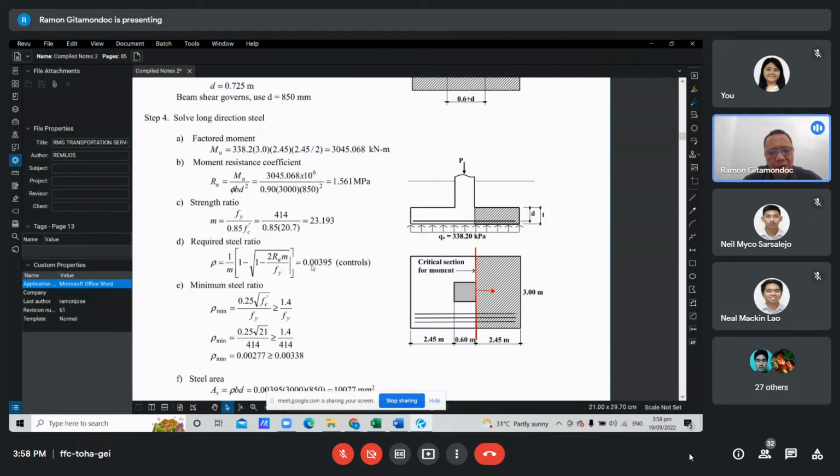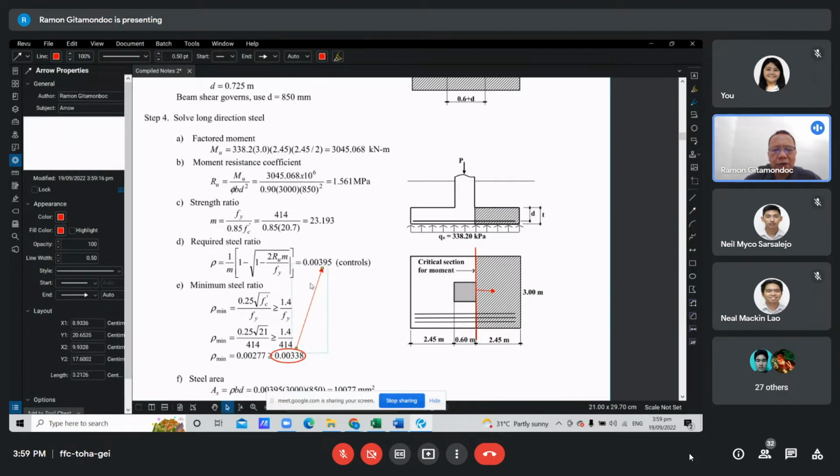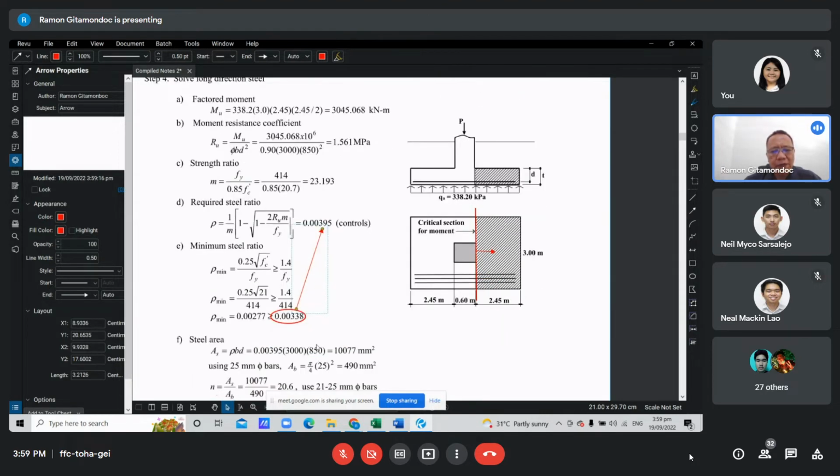Then check this against the minimum steel reinforcement ratio required by the code, which is computed using these two formulas: 0.25 square root of f'c over fy, but not less than 1.4 over fy. Between the two, this one, 0.00338, is bigger, so compare it here. Since this is bigger than the required rho, we use this value. We multiply this value by b d and we get the steel area.